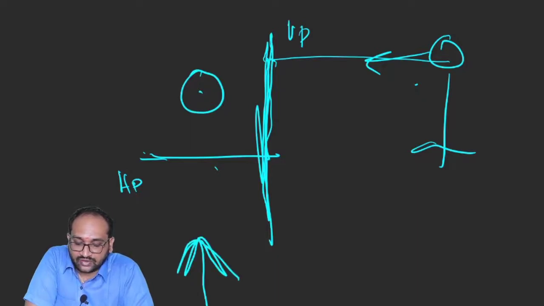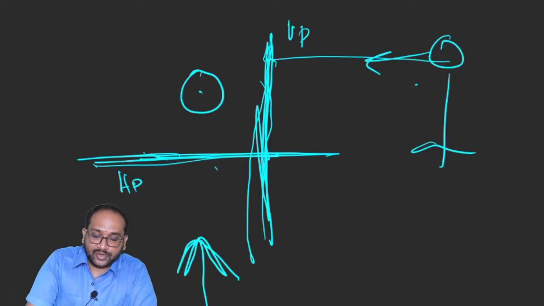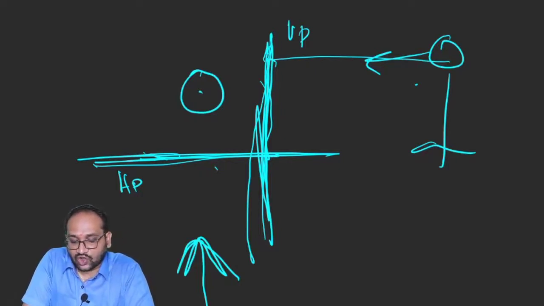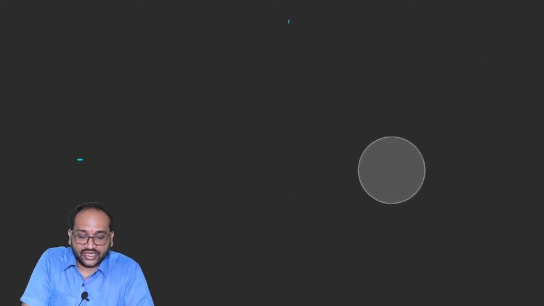Same principle we should follow for front view and top view also. For front view, the observer sees the object in this direction, and for top view, the observer sees the object in this direction. In both cases, the principle remains the same. So we are fixing the vertical plane and rotating the horizontal plane clockwise 90 degrees. If we rotate the horizontal plane, both will overlap with each other.